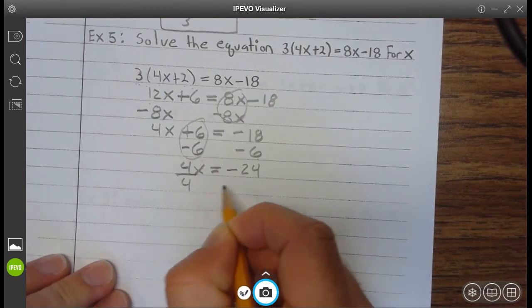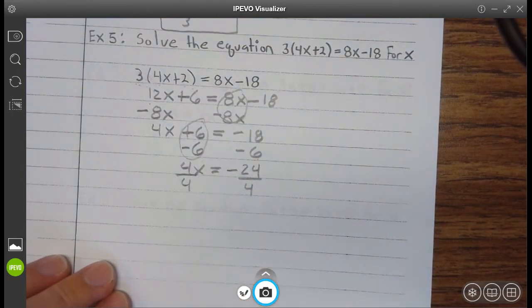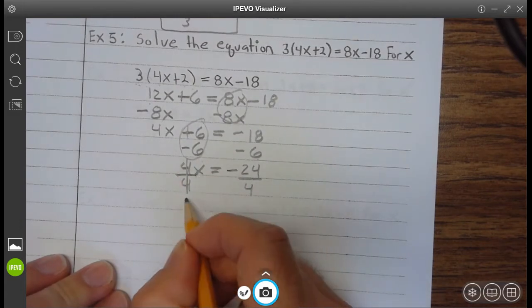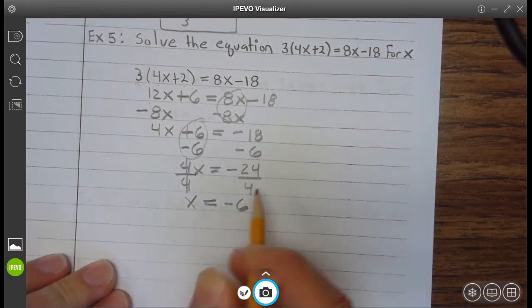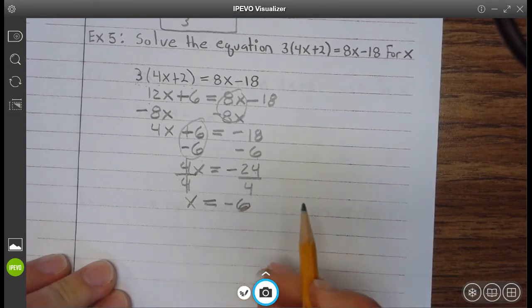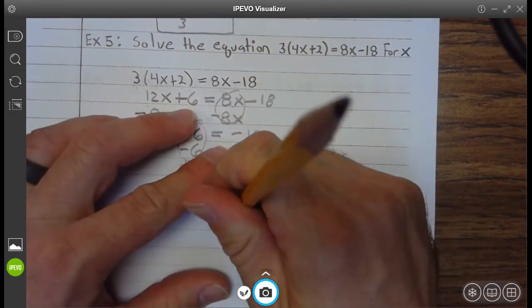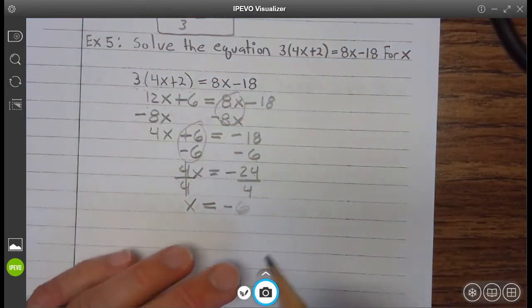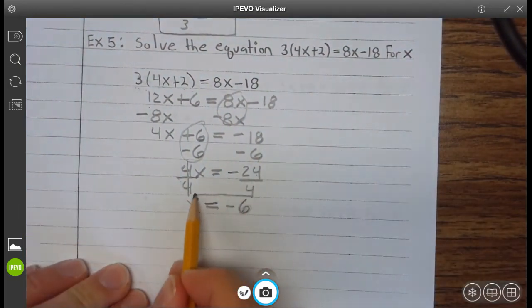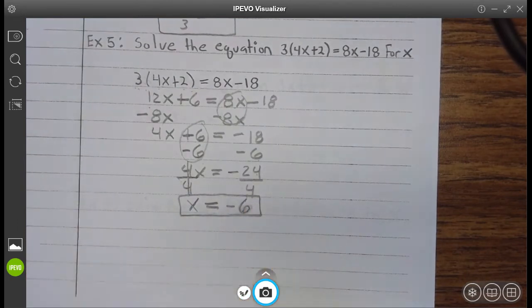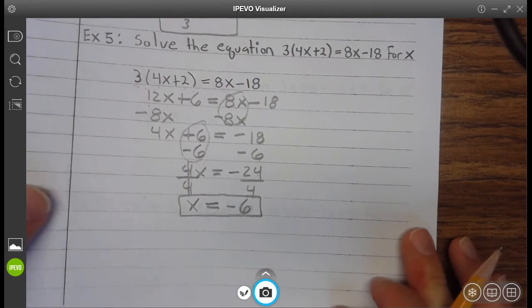Divide both sides by 4. 4 divided by 4 is 1. You have x equals negative 24 divided by 4 is negative 6. Sorry, that 6 is poorly written, so let me rewrite that. There you go. All right, go ahead and finish up example 5. All right, let's take a look at the next example.